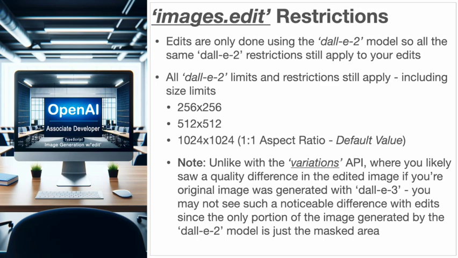What's unique here is that unlike the Variations API, where the entire image is generated by the model, with image edits, only a masked area is altered by the AI. This can result in a more seamless integration of new elements into an existing image, often without the noticeable quality differences you might see in full image variations.